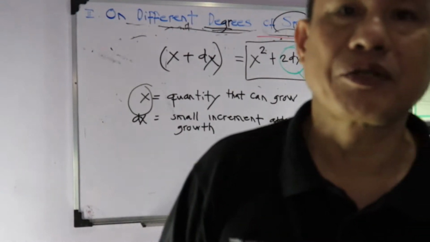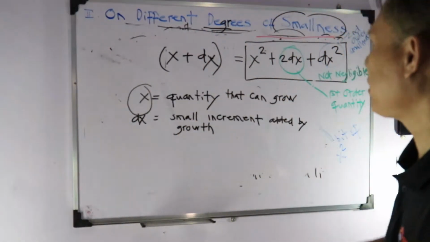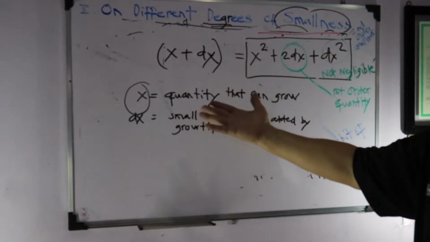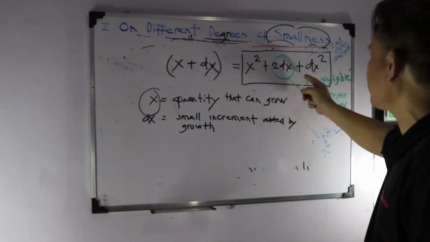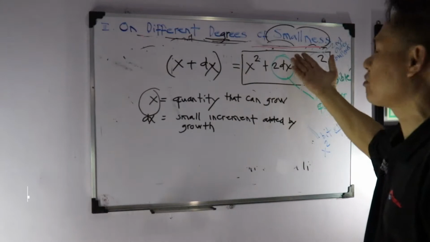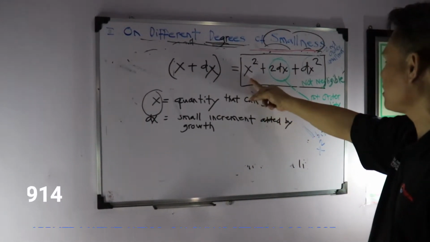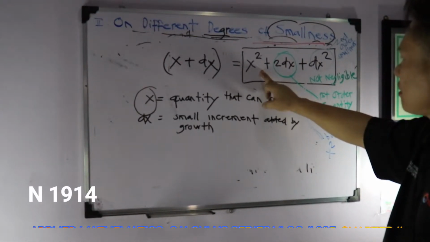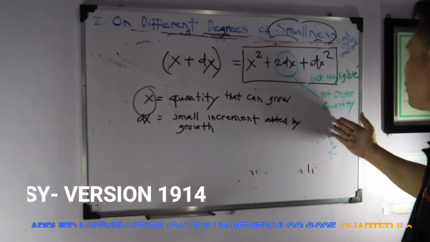Okay, we just continue on this as we have discussed it. Looking on the board, we have the differential of (x plus dx) squared is equal to x squared plus 2x dx plus dx squared. Now we have again the value of different degrees of smallness that we have here. Let's take for example, x squared is of the zeroth order. This is the first term that we have here. 2x dx is the first order quantity.